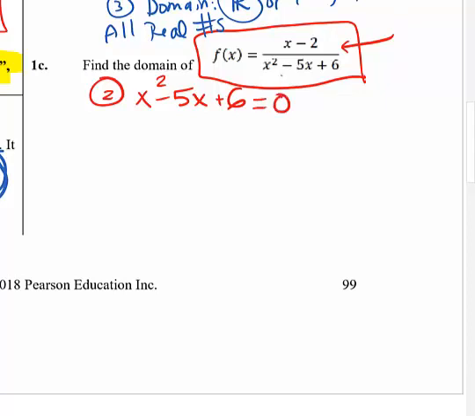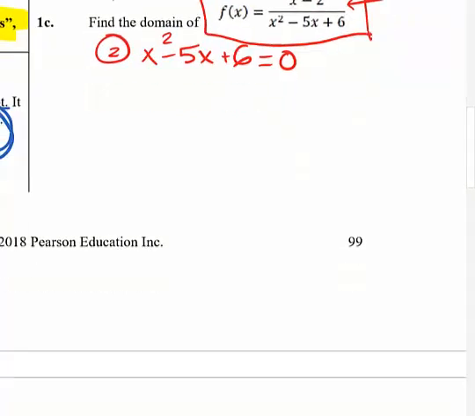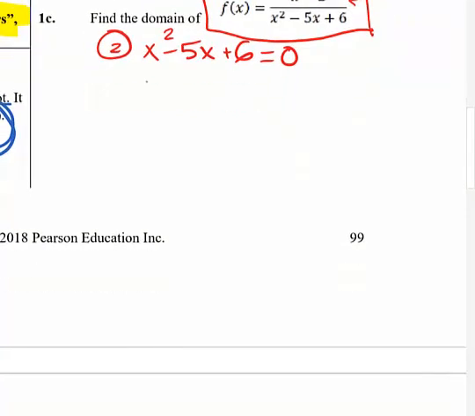If I set this guy equal to 0, if you remember from a previous class, this is where you have to factor to solve this. So this should work. I want two numbers that multiply to make 6 and add up to -5. So I think I would need -2 and -3, or vice versa, -3, -2.